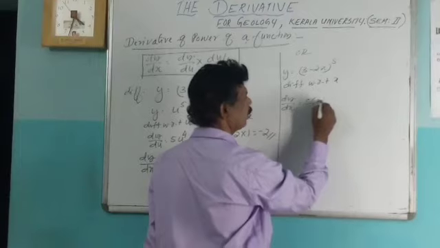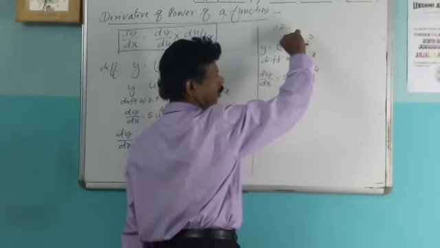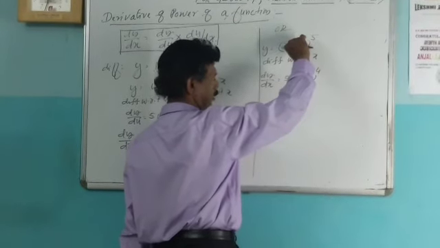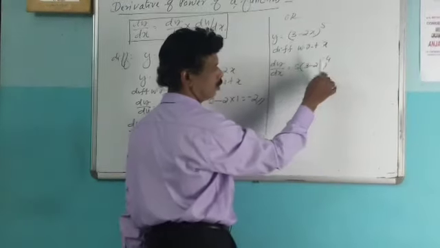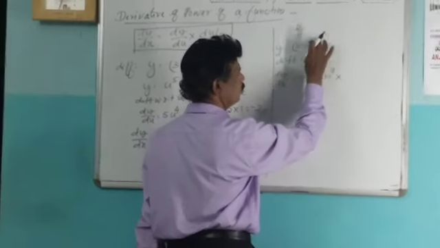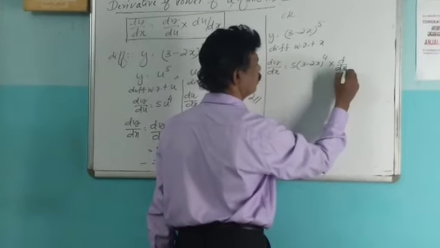Actually x means 3 - 2x, so we have (3 - 2x) raised to 4. The derivative of x raised to 5 is 5x raised to 4, so 5 × (3 - 2x) all raised to 4. After that, you have to differentiate this term, d by dx of 3 - 2x.